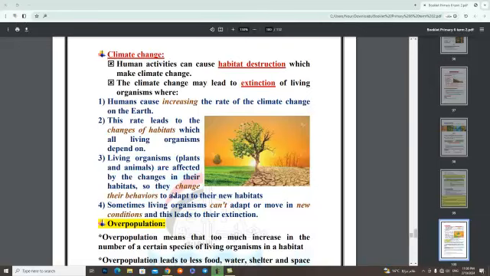Number 3, living organisms are affected by the changes in their habitats, so they change their behaviors to adapt to their new habitats. Sometimes living organisms can't adapt or move in new conditions, and this leads to their extinction.